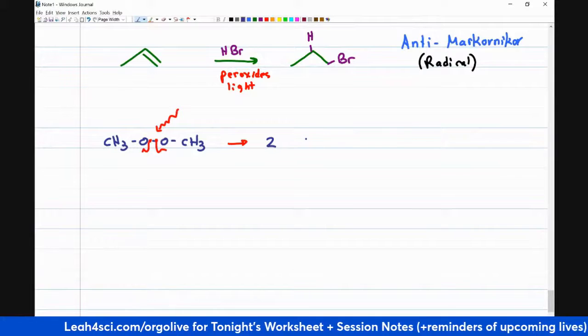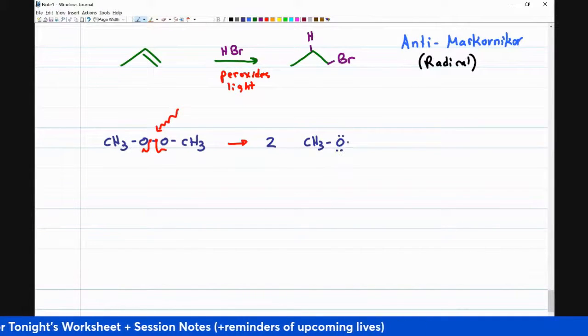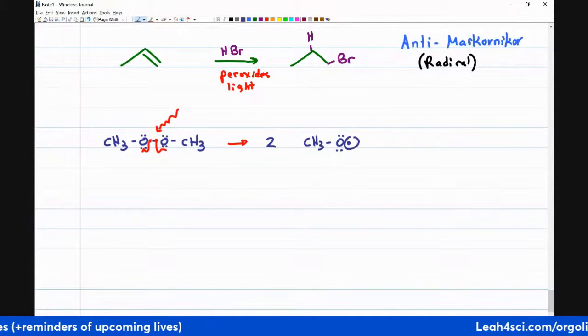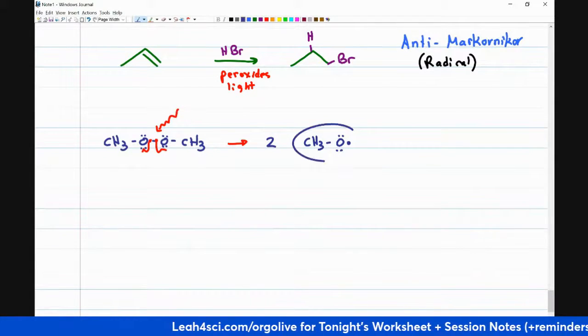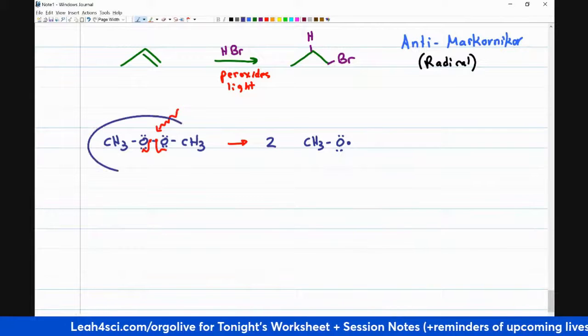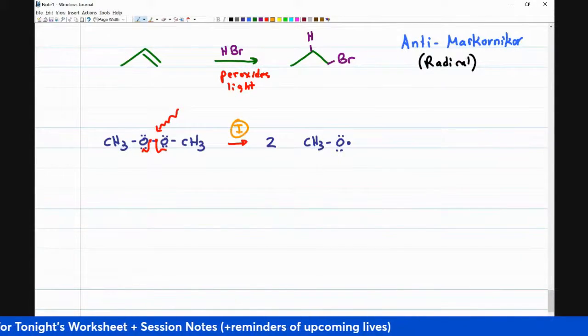This is going to give me 2 CH3O radicals. And don't forget these bonds, these electrons here. I'm showing the radical in bigger. It's the same size and type of electron. I'm just showing it bigger to make it stand out. I have 2 radicals from something that had no radicals to begin with. That means this is an initiation step.